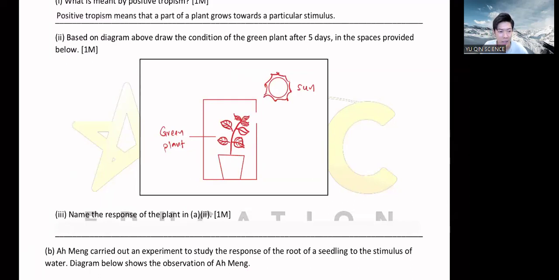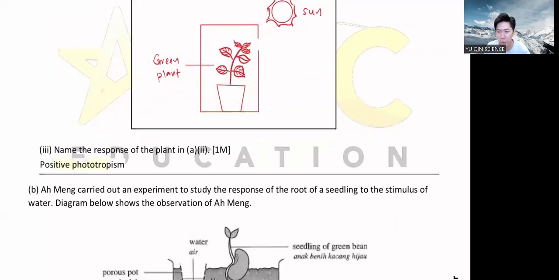Okay, name the response. You're done drawing. Okay, while the rest has more time in the world, go ahead and draw and get your 1 mark, right? Then number 3, the response. Obviously, you go to the sunlight. The sunlight means you want to go to the sunlight. So when you want to go to the sunlight, it means positive. Positive phototropism. Okay, easy.